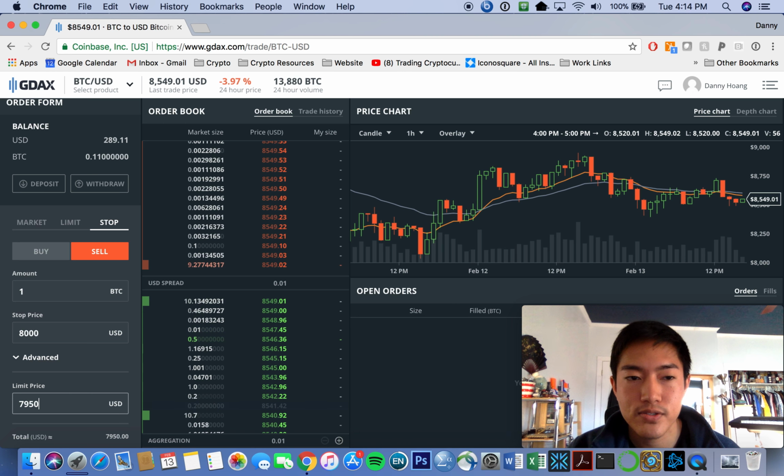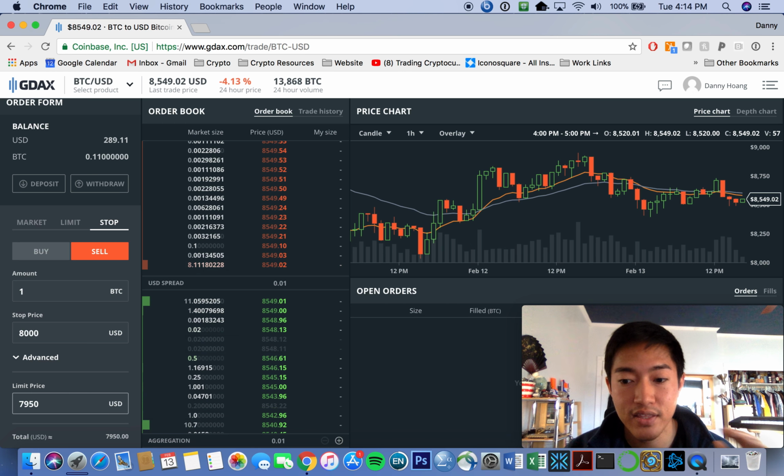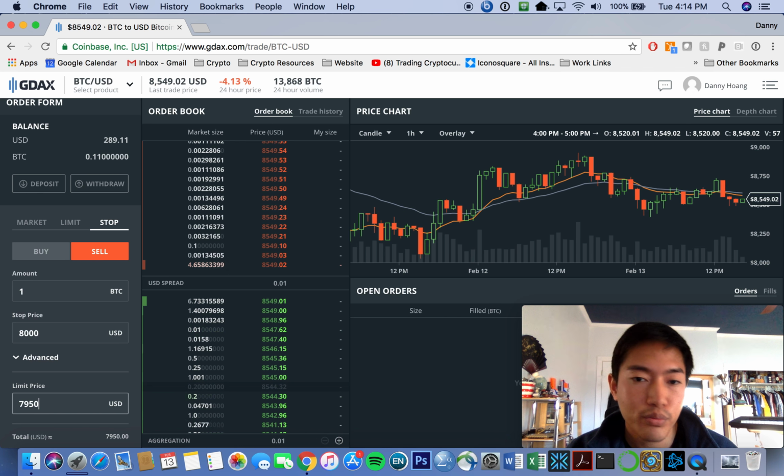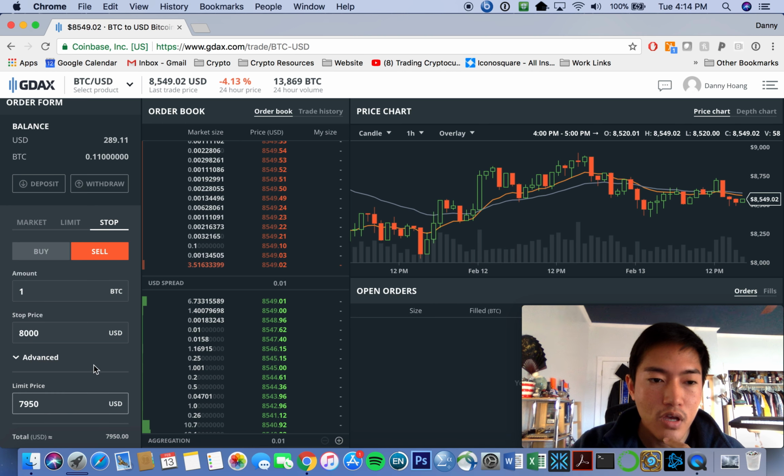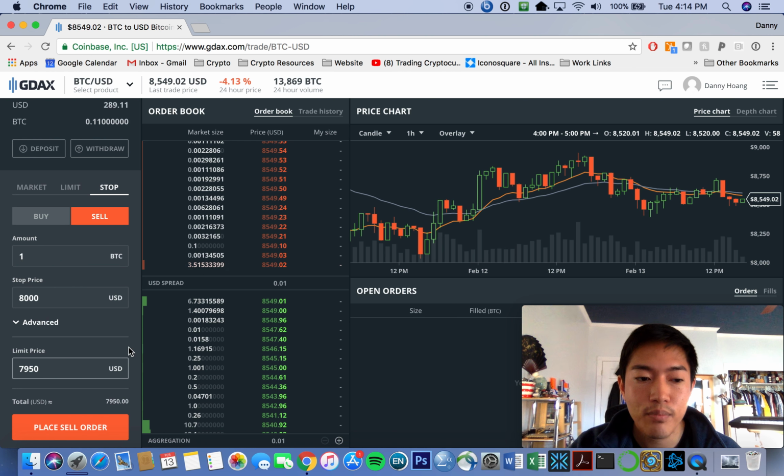This communicates to GDAX, when the last trade price is 8,000, I would like you to put in an order into the order book that says, sell my Bitcoin for 7,950. The bigger the difference between your limit price and your stop price, the more likely that your order will be filled. And the smaller the difference, the more money you save. So generally, if you're going to put in a stop price, I would say put in a limit price that's slightly less than that if you're selling.